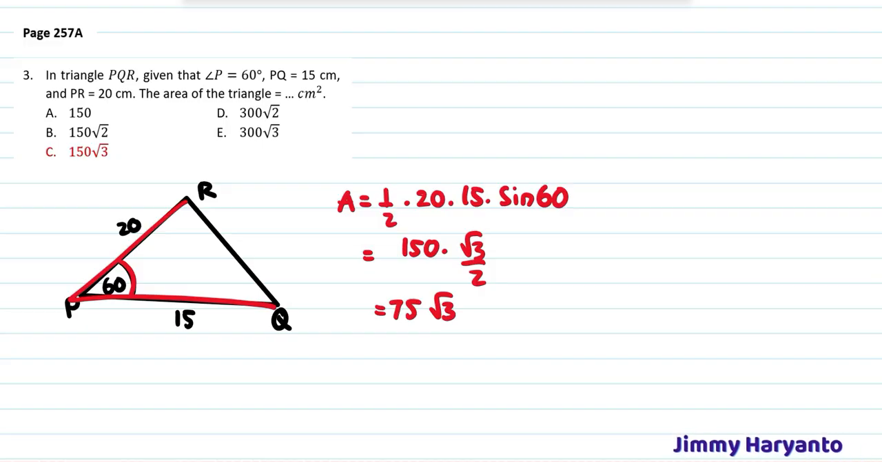Wait, what? Wait, did I do wrong? I think I did it correctly. So yeah, that's the answer. 75 square root of 3.